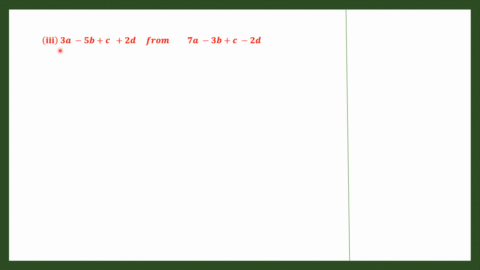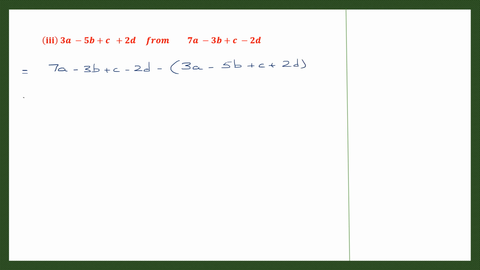Question 3. So we're going to subtract this polynomial from this. That means this should be written first. So let's write that now. So that becomes 7a minus 3b plus c minus 2d. And we're going to subtract the first polynomial from this. So let's put minus and put that first polynomial within brackets. 3a minus 5b plus c plus 2d.